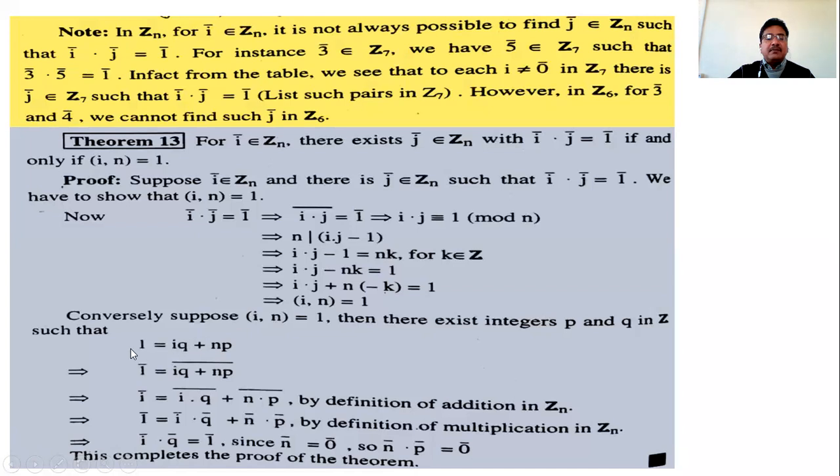And then taking bar of both sides, that is equivalence classes, residue classes of both sides, and then by using the definition of addition, a plus b bar is a bar plus b bar, and by using the definition of multiplication, a into b bar is a bar into b bar, we have this. And in Zn, what is n bar? n bar is 0 bar. In Zn, n bar is 0 bar.